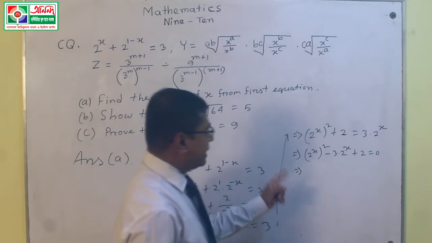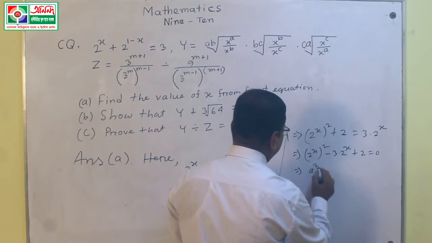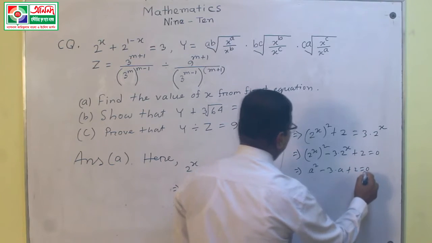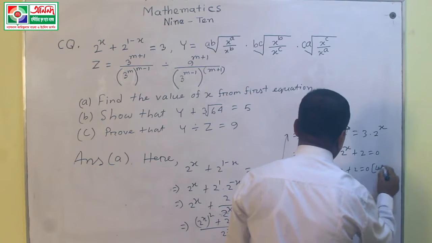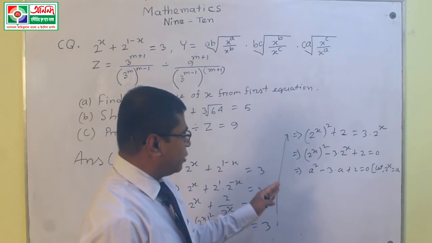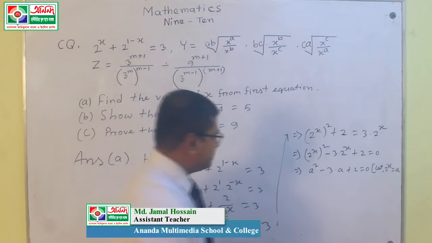Now we can let 2 to the power x be a, so you can write a square minus 3 into a plus 2 equal 0. You can write here let 2 to the power x equal to a. Dear students, I hope that you have understood it easily. Now we can resolve it.